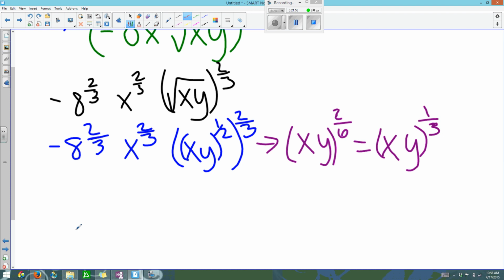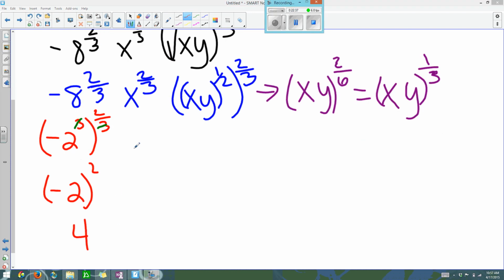Well, okay, that's the ending amount. But I can change -8 to -2 raised to the 3rd power and have that raised to the 2/3 power. Because in this instance, what happens to the 3's? They cancel each other out, leaving, well, actually it would be +4.